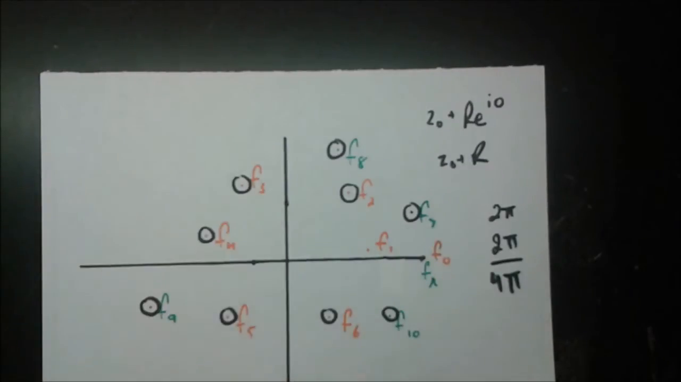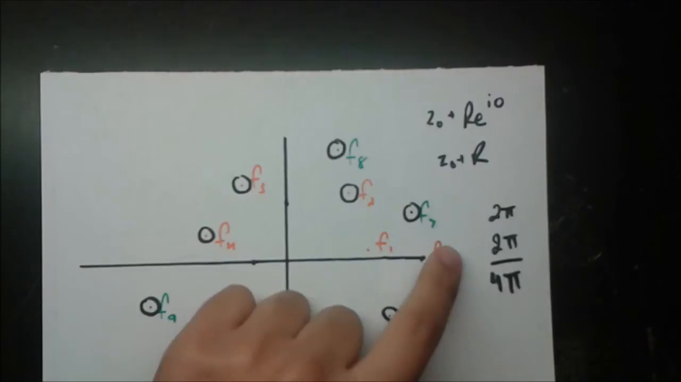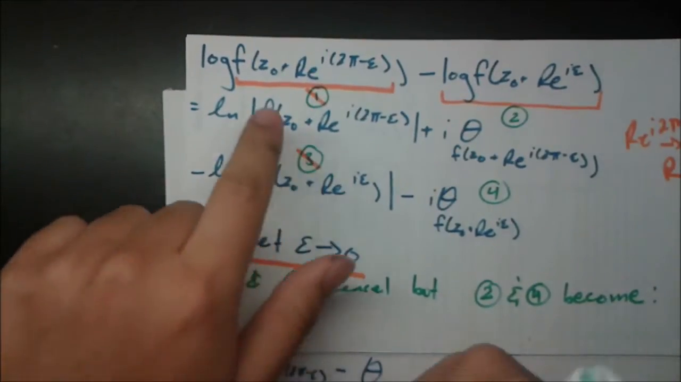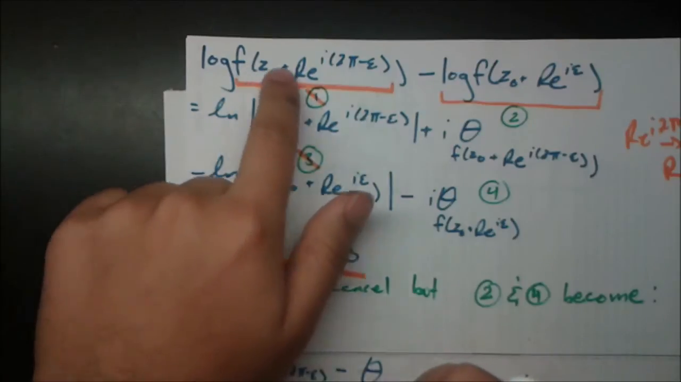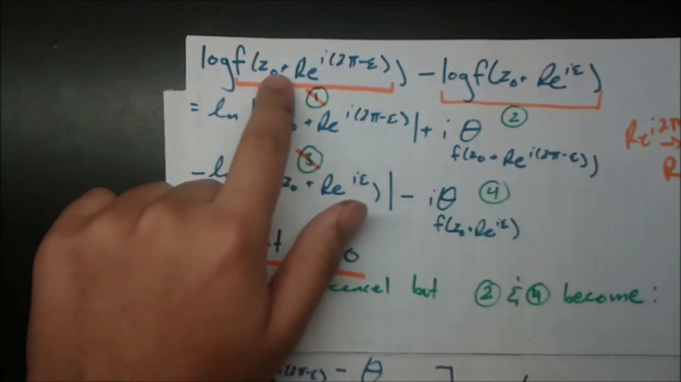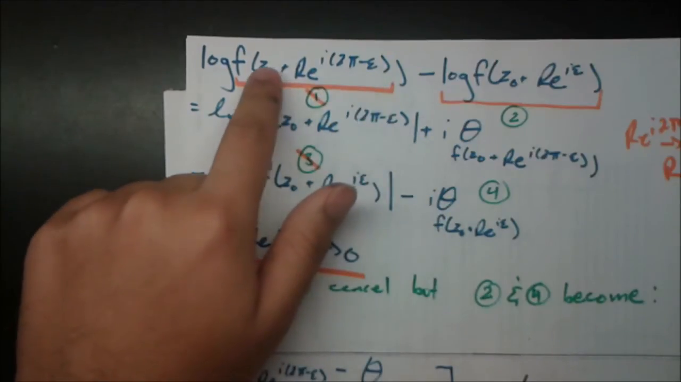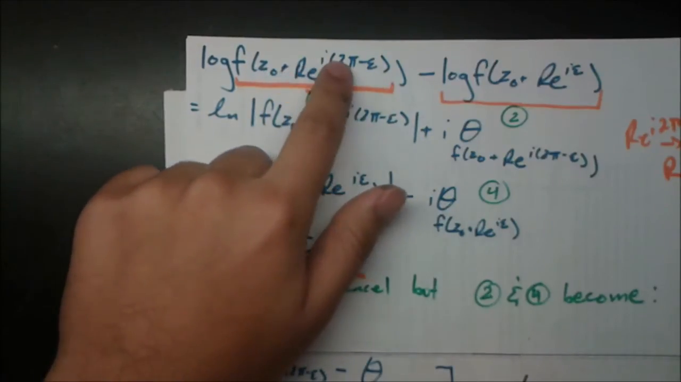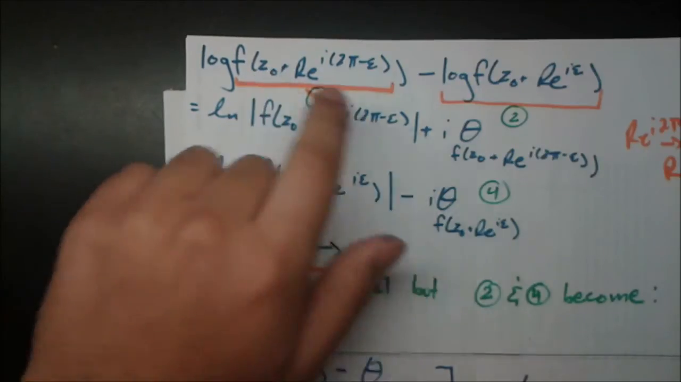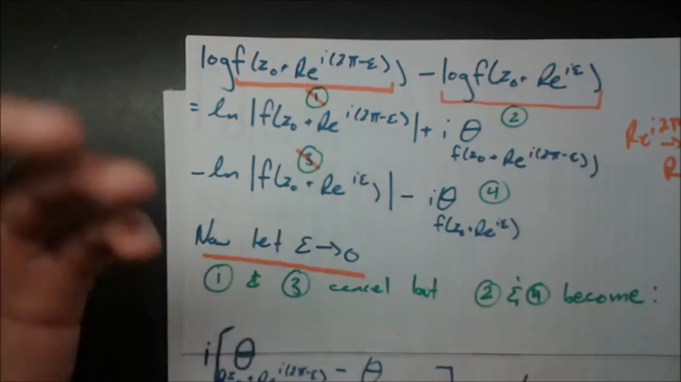So actually we've completed 2 full revolutions, and even though the ending point and the beginning point are the same, how do we know they're the same? Let's go back to this page really fast. The ending point was the f of this number, and the beginning point was this number right here. And this number right here, as epsilon goes to 0, becomes z naught plus r e to the I 2 pi. And again, we showed right here, that's why 1 and 3 cancel out, because the beginning point and the ending point are the exact same.